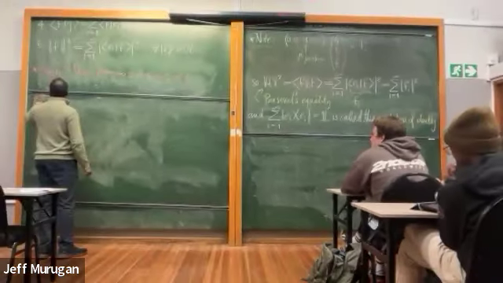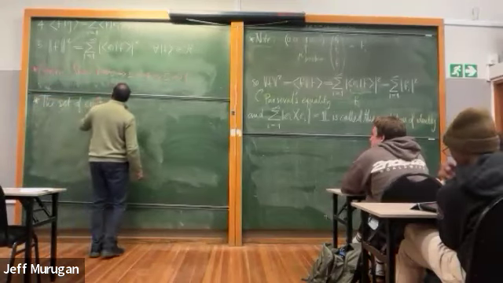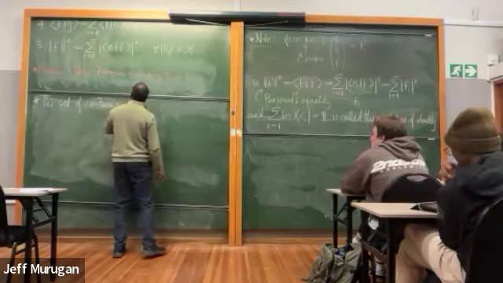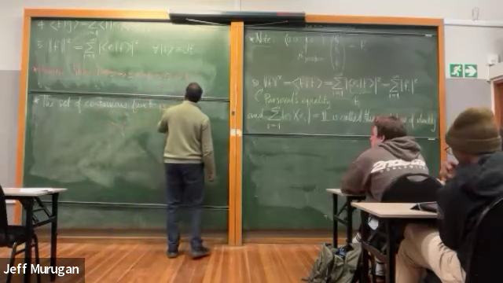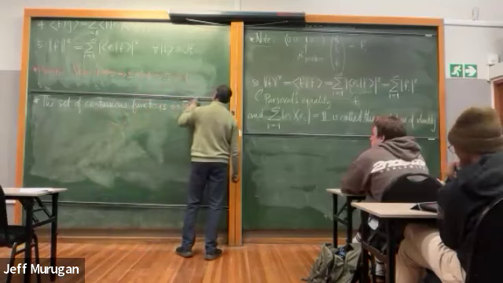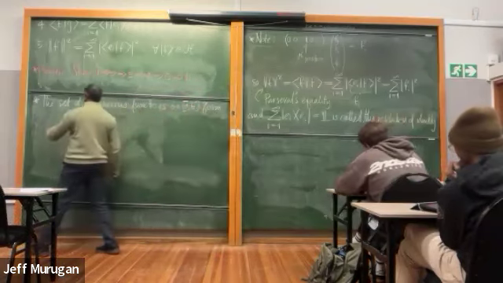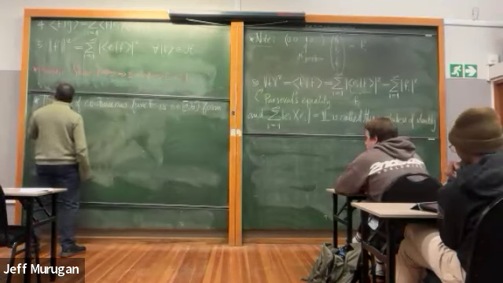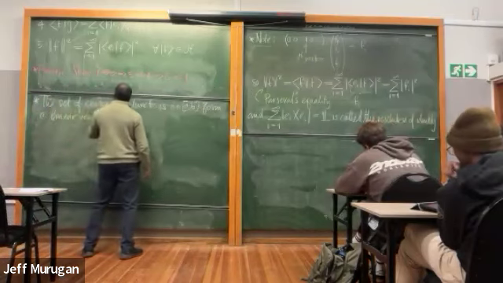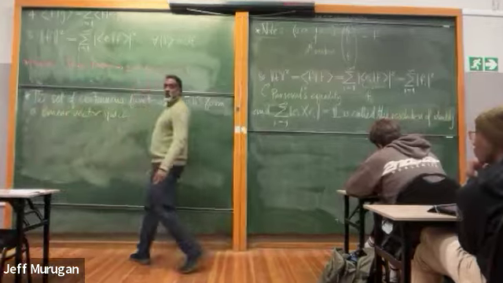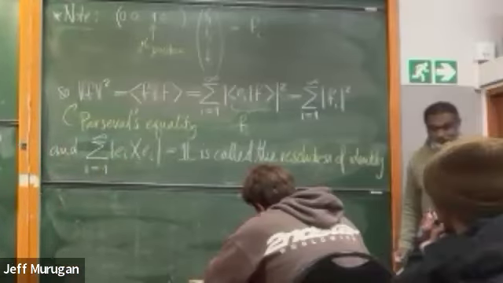All right, so the set of continuous functions on an interval from A to B form a linear vector space. But this linear vector space is not complete.